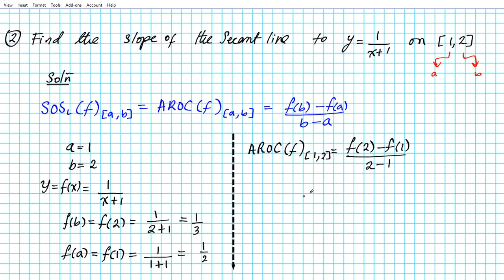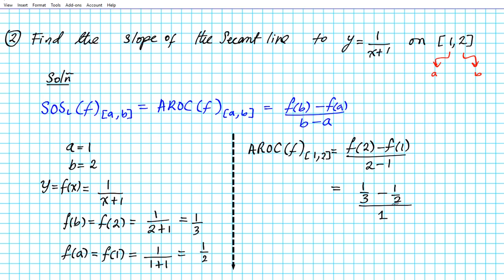We already know what these 4 components are. That's what we were doing here. So we're going to put it into the formula now. f of 2 is 1/3, right here. And then f of 1 is 1/2, divided by b minus a, 2 minus 1, which is just unity.